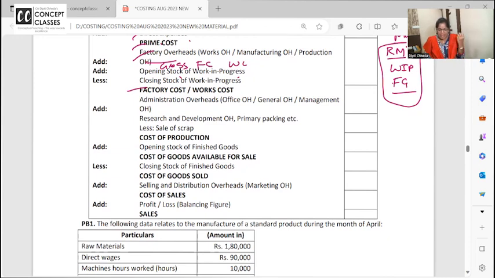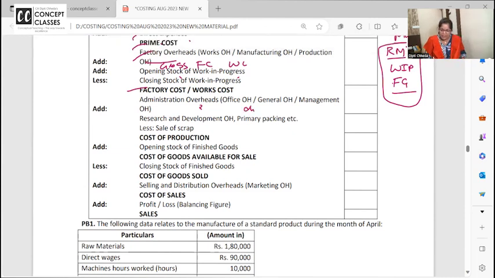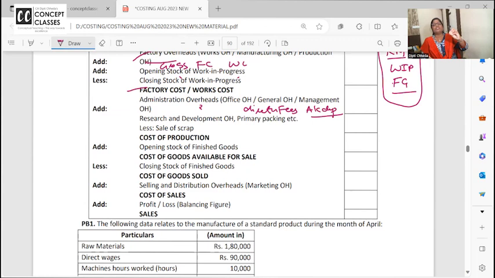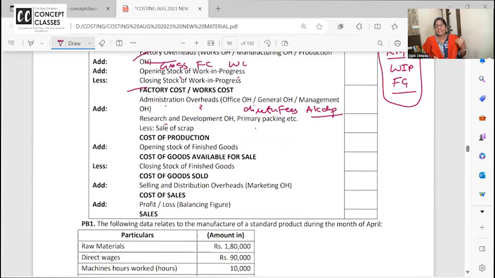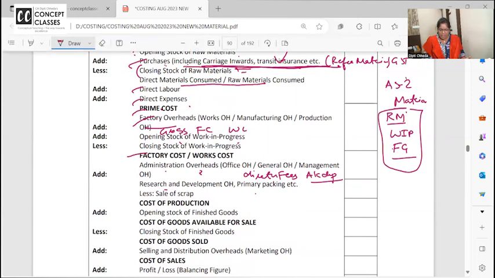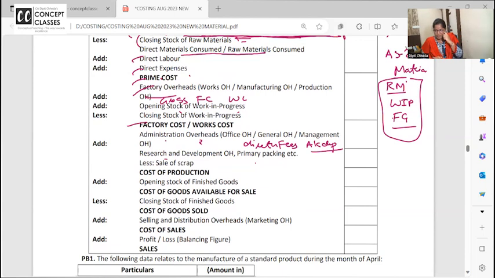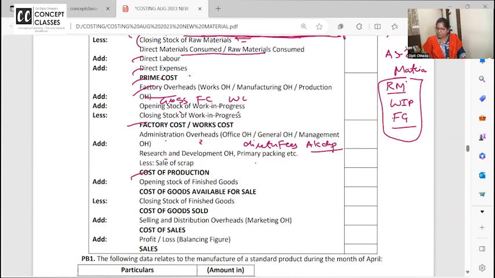In factory cost, add administrative overhead, general overhead, your accounts department related expenses. In exam, they are asking you directors sitting fees, accounts department whatever machineries are used, computer, AC, all that. For that AMC, its depreciation, repairs, insurance, all that will come here. R&D expenses, primary packing. And if there is a sale of some scrap or finished goods, if it is scrap of raw material, you can minus here only. But if it is generally the sale of scrap and all of the finished goods, you do it here. Then what you get, you call it as cost of production.